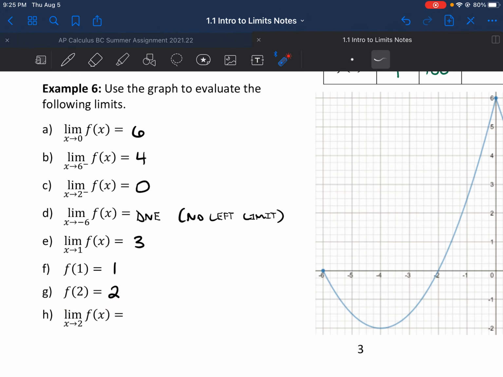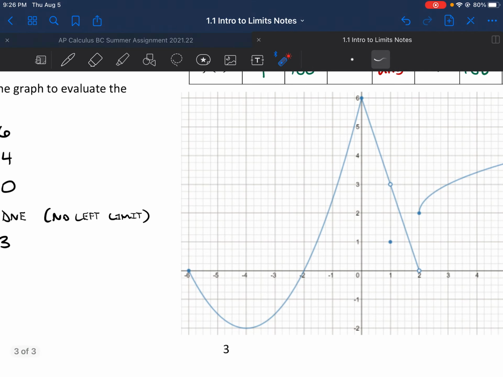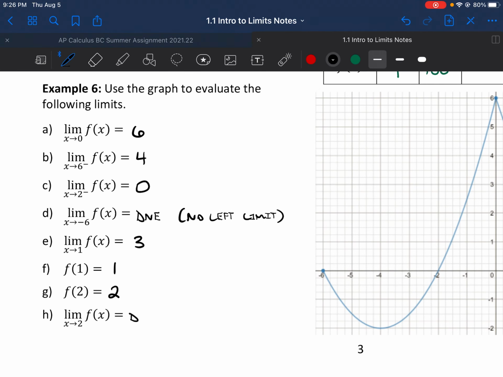And the last part here, the limit as x approaches 2. Well, again, we just saw this. If I'm approaching 2 from the left and the right-hand side, as we approach 2 from the left, we can see the y values are getting closer to 0. But if you approach 2 from the right, the y value is getting really close to 2. So since the left and the right side limits don't match each other as x approaches 2, they're not going to the same value, that limit does not exist.